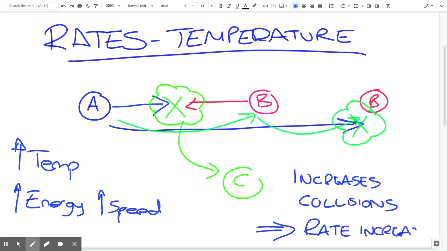Okay, so by increasing the temperature, we've increased the speed of the particles, we've increased the energy of the particles. So what that's allowed us to do is increase the possible number of collisions, and subsequently allowed us to increase the possible number of successful collisions, and subsequently the rate has increased. Now, there's also another way in which temperature can do this by looking directly at energy, and we're going to look at that when we look at catalysis in the next clip.